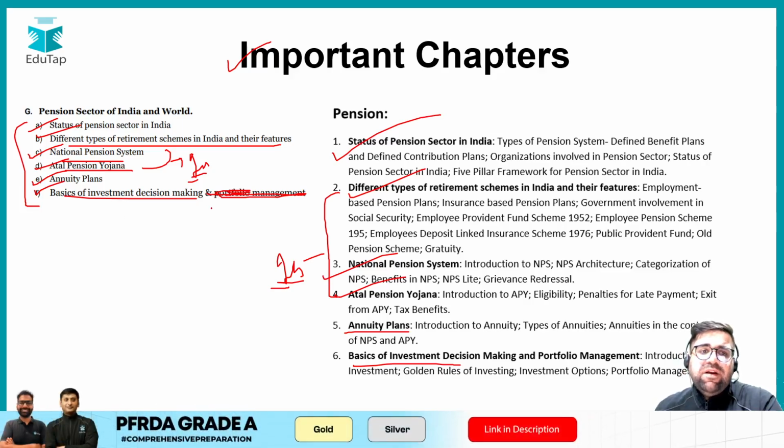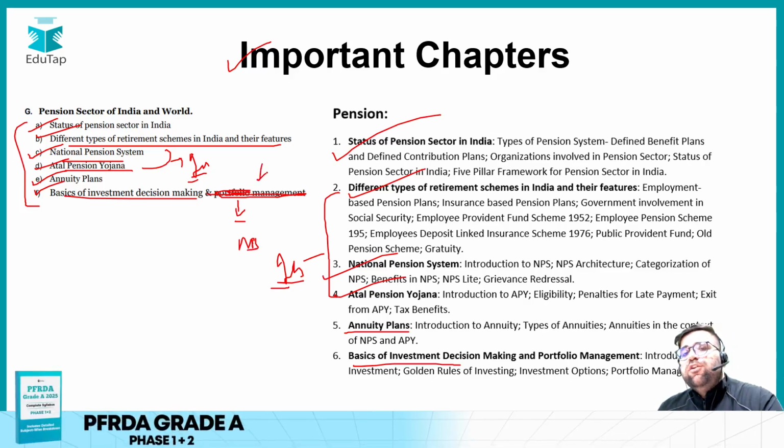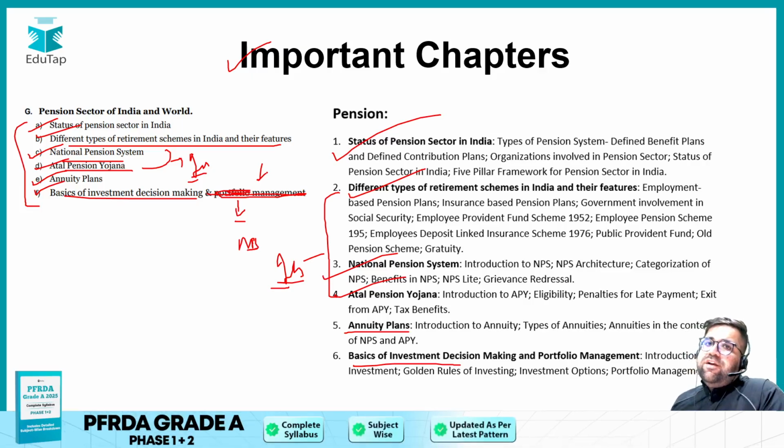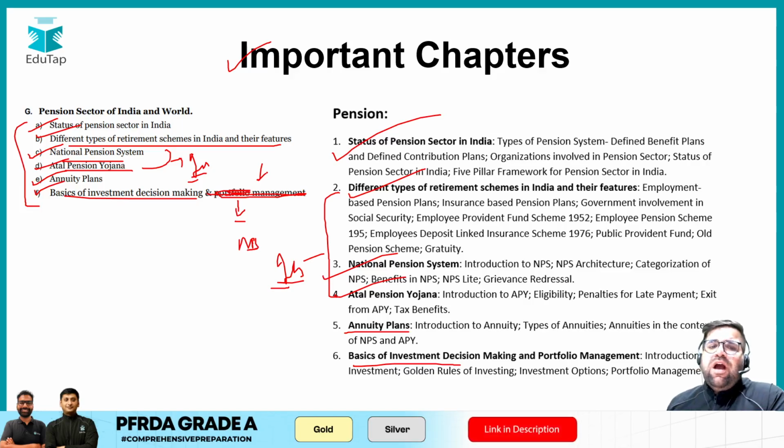Now, you might be wondering why I added portfolio management, because in NPS grade A and grade B, they have asked this particular topic of portfolio management. Although PFRDA doesn't ask this, still, if NPS can ask, PFRDA can put a basic question, because the exam conducting authority is the same.